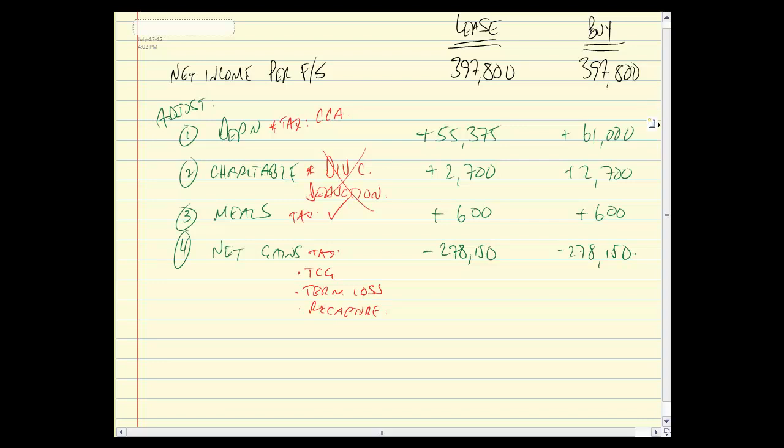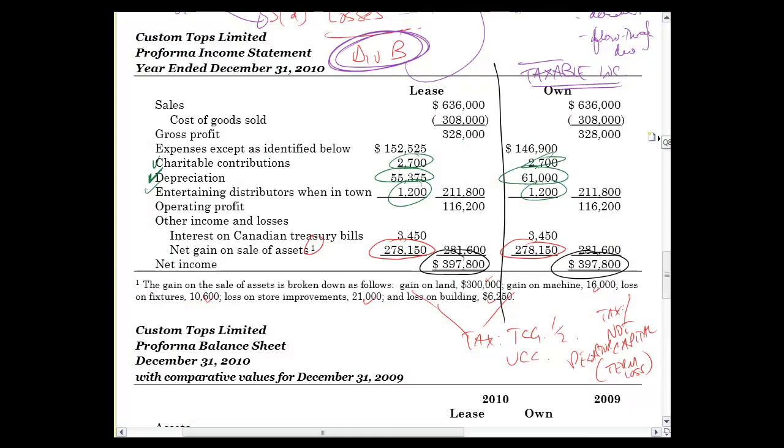So let's go back to the question. We can put a tick mark there. What about interest on Canadian Treasury bills? It's the only non-subtotal, well, except for cost of goods sold, that does not have a check mark. So what do we do about interest? Okay. It's property income, so it's okay. So it does not need to be added back.